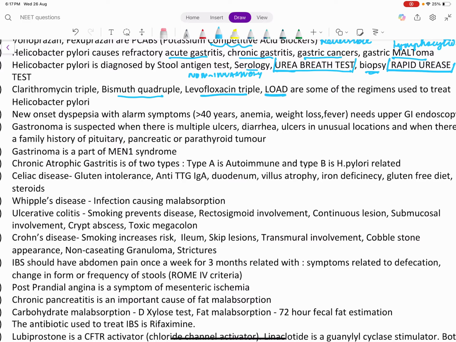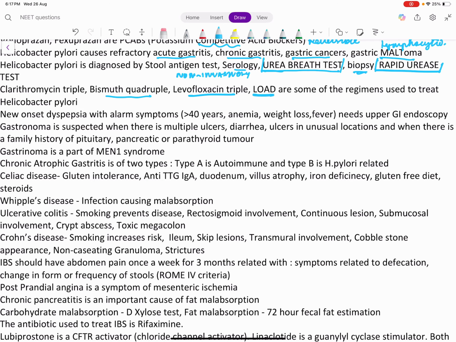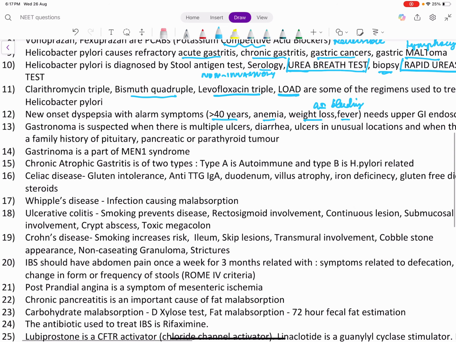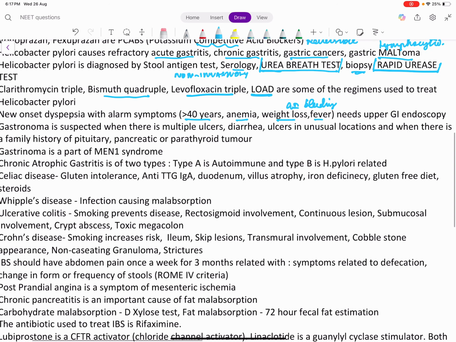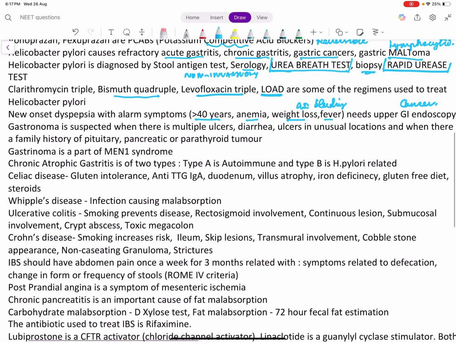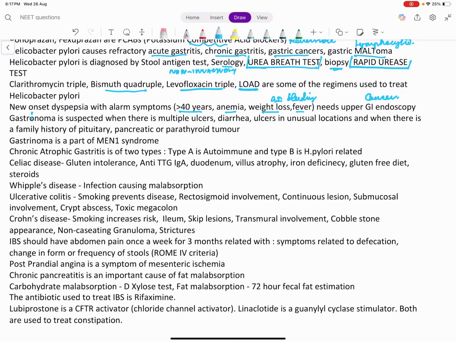So coming to dyspepsia evaluation, in dyspepsia always look for alarm symptoms, that is age more than 40 years, presence of anemia with dyspepsia, weight loss plus dyspepsia, GI bleeding plus dyspepsia, that is melena or hematochezia or hematemesis, fever plus dyspepsia. Always we must do GI endoscopy to rule out stomach cancer, gastric cancer. Now gastrinoma should be suspected when there are multiple ulcers, diarrhea, and ulcers in unusual locations.